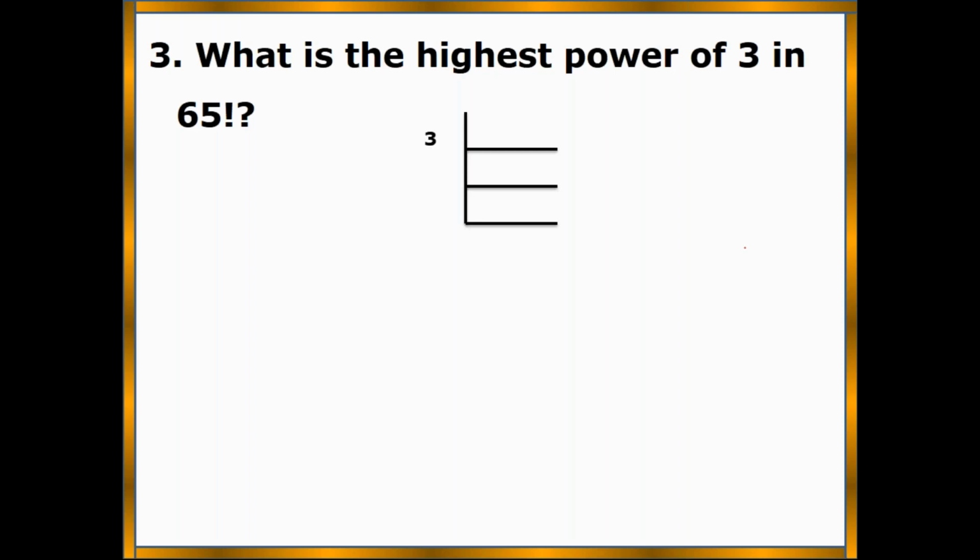So 3 is a divisor of 65. 3 21s are 63, 3 7s are 21, and 3 2s are 6. So what is the answer? 2 plus 7 is 9, 9 plus 21 is 30. 30 is the correct answer.